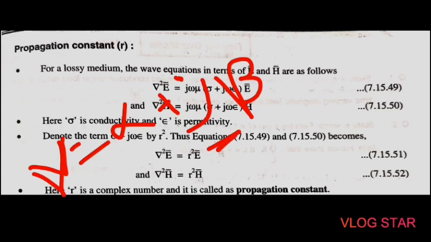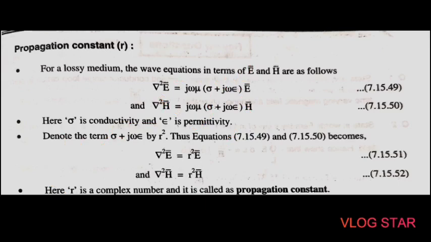If we see the significance of this propagation constant, the propagation constant has a real part, alpha, which is the attenuation constant, and an imaginary part, beta, which is the phase shift. So the propagation constant signifies that the amplitude of the wave is attenuated and the phase of the wave is changed.